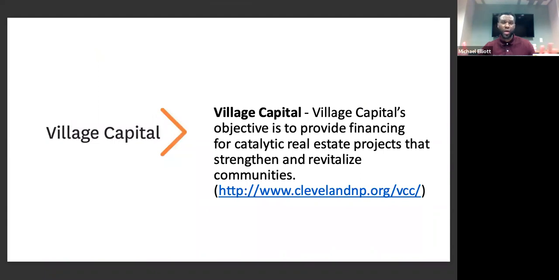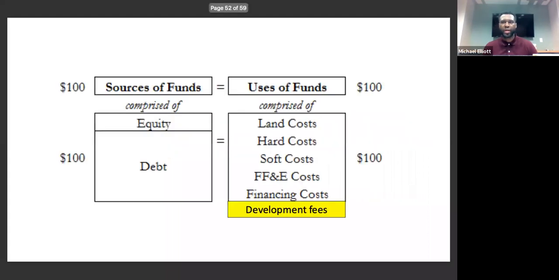All right, lastly, Cleveland Neighborhood Progress has a subsidiary called Village Capital. Village Capital's objective is to provide financing for catalytic real estate projects that strengthen and revitalize communities. I did provide a link. If you want to learn more about what VCC does, please feel free to check out that website or give me a call and I'll make sure I direct you to the right person. Next slide.